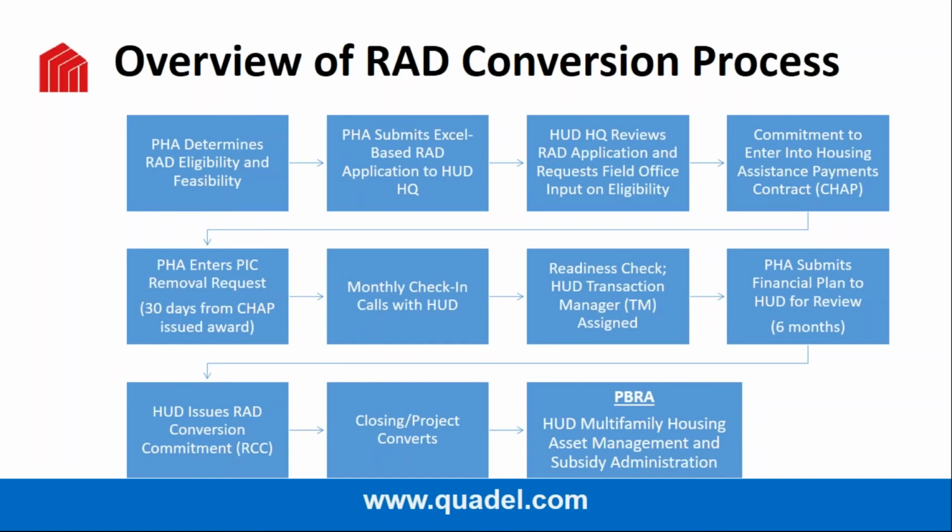So once the CHAP has been received, PHAs and owners will have 60 days upon receipt to, again, confirm their election to PBV or PBRA. Upon receipt of the CHAP award, the PHA must also then begin the process of submitting an application into the PIC inventory removal module in order to identify those public housing units that will be converted to RAD and ultimately removed from the public housing ACC.